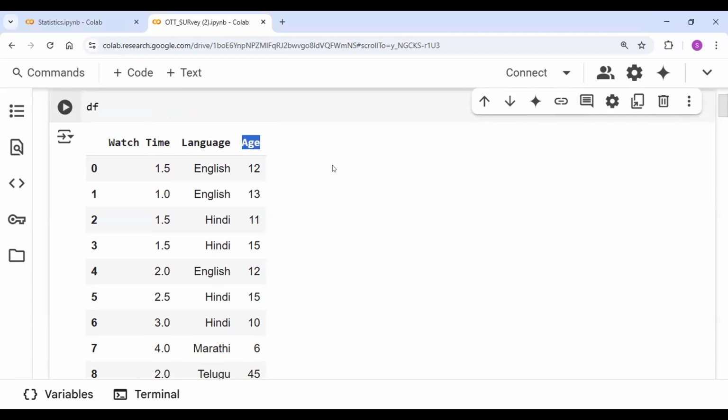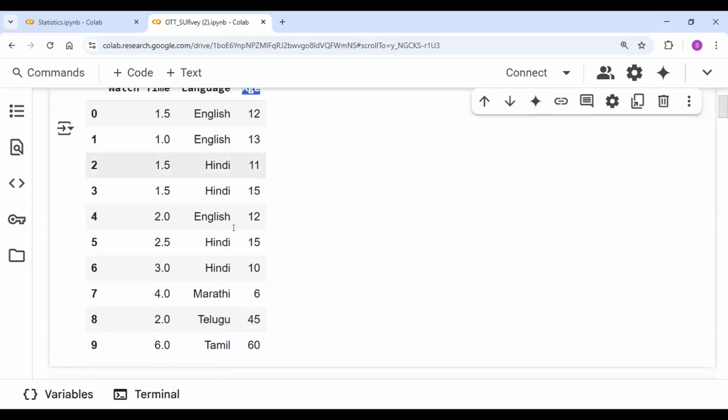So for which feature is the standard deviation low? You have three features in this data, guys. One is the watch time, language, and another one is the age. What is the insight you're getting? You can share. Please unmute and then share it with me. What do you understand?